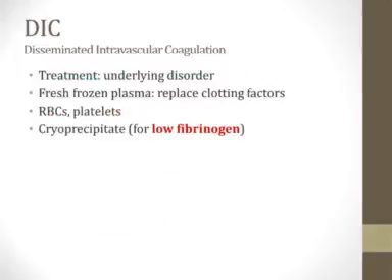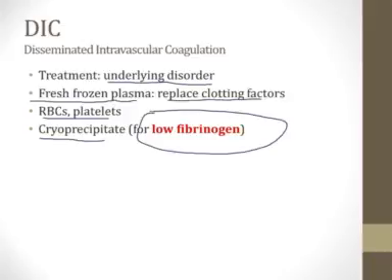The main way you treat DIC is to resolve the underlying disorder. However, sometimes you need to treat the problems of hemostasis until the underlying disorder goes away. So, for example, fresh frozen plasma is sometimes administered to replace clotting factors. Transfusions of red cells or platelets are sometimes necessary, and sometimes cryoprecipitate is administered. Cryoprecipitate contains lots of fibrinogen, and it's a treatment for the low fibrinogen level.